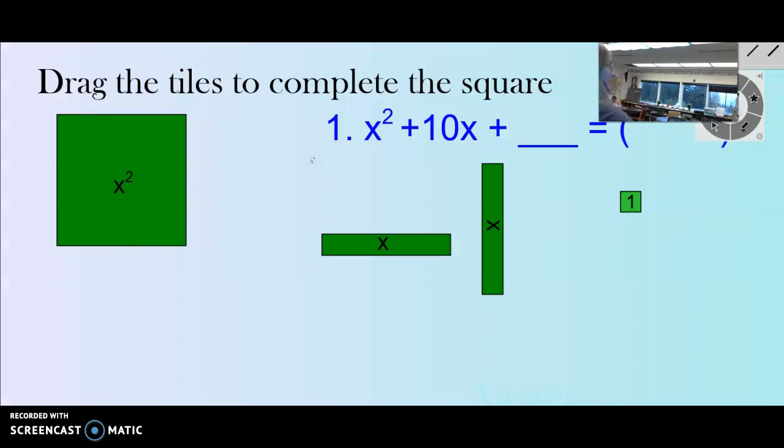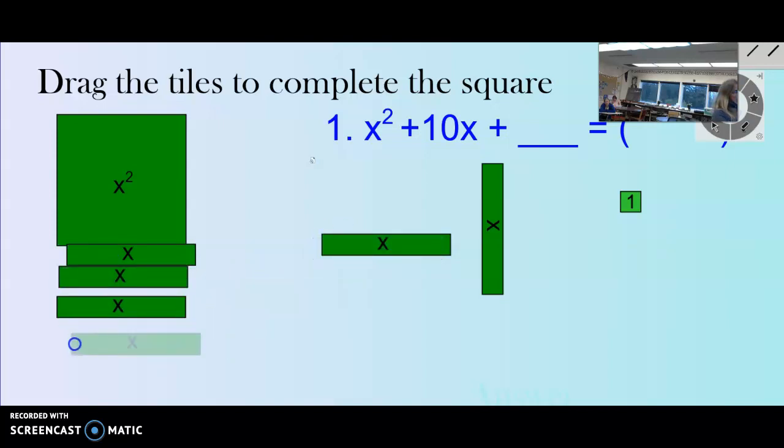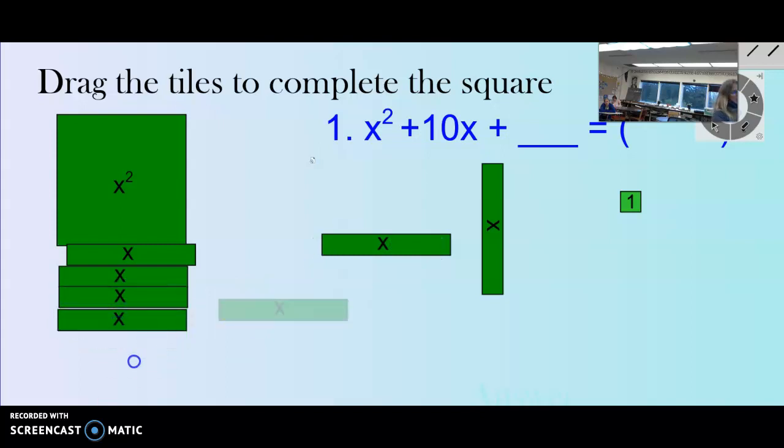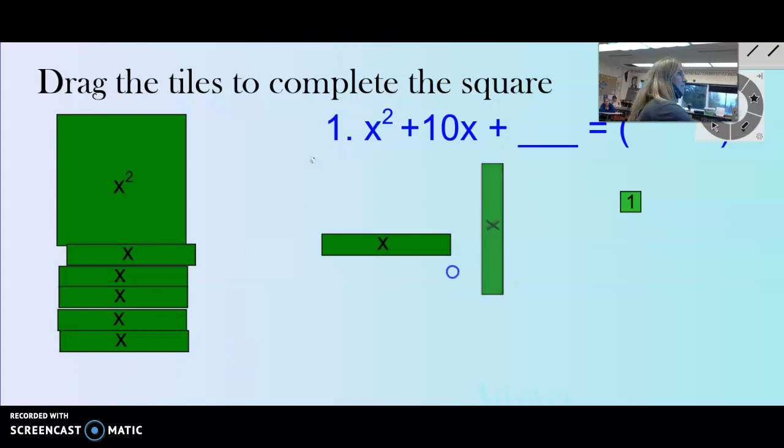So if I pause this. Okay, so I'm going to take half of the tiles and put them down here. So I'm going to have 5x here, and then I'm going to, sorry, it's hard to get these straight. 1, 2, 3, 4, 5x tiles on this side, and then I'm also going to drag 5x tiles this direction.